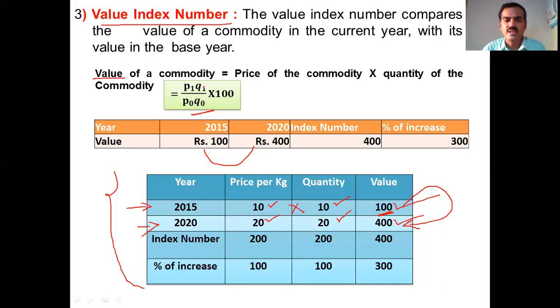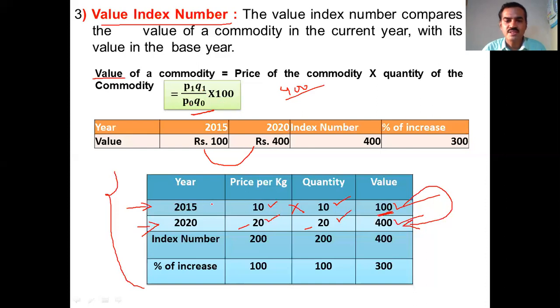Here P1 means price and Q1 means quantity. So P1 is the price of the commodity during the current year, which is 20, and Q1 is 20 kg. That is 20 into 20, it becomes 400. So P1 into Q1 gives you 400, divided by P0 Q0.